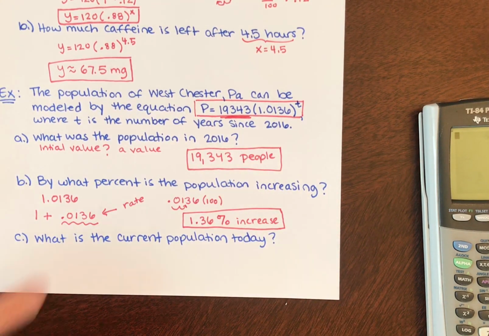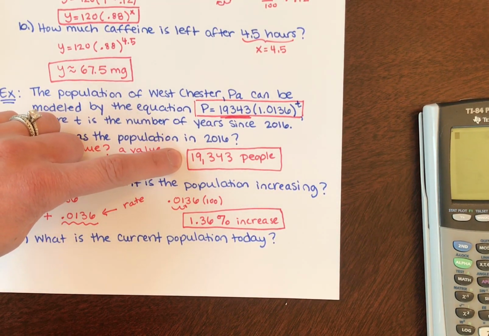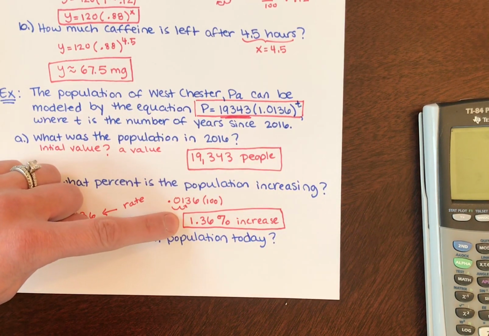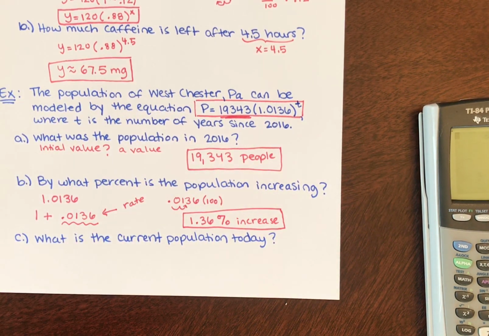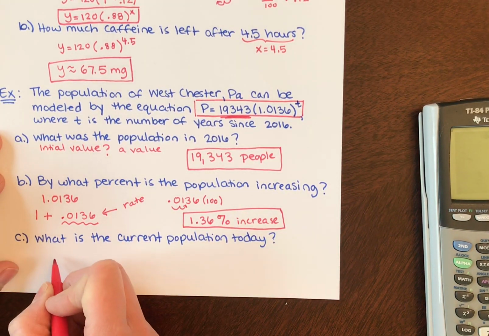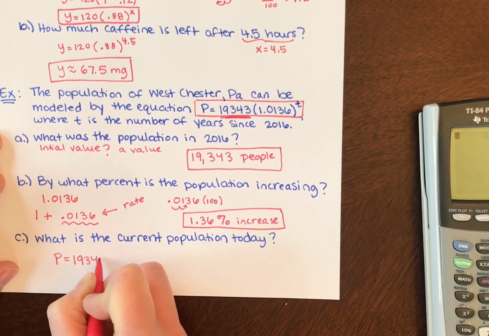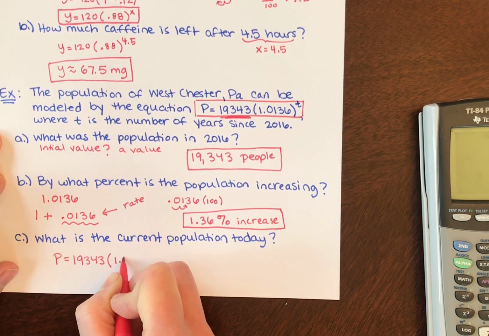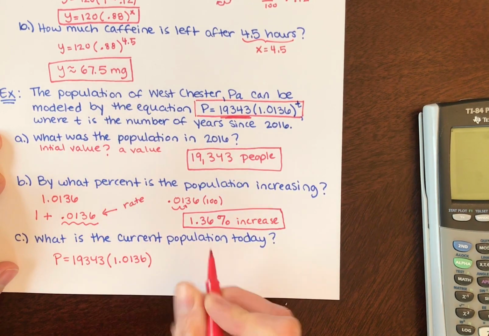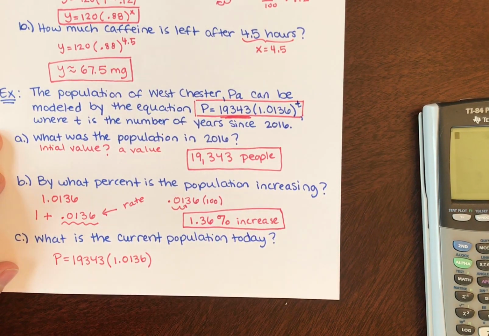Okay, so right now we have a population of 19,343 people. It's increasing at 1.36% per year. So if I want to know what is the current population today, well, I have my equation. P equals 19,343 times 1.0136. I need to figure out, what am I going to plug in for the time?